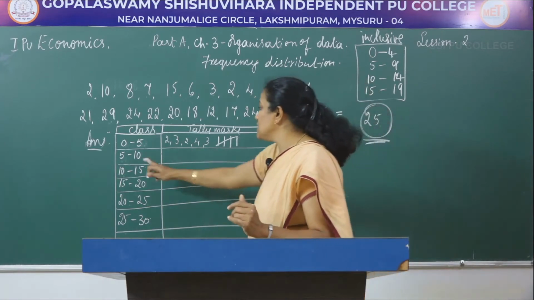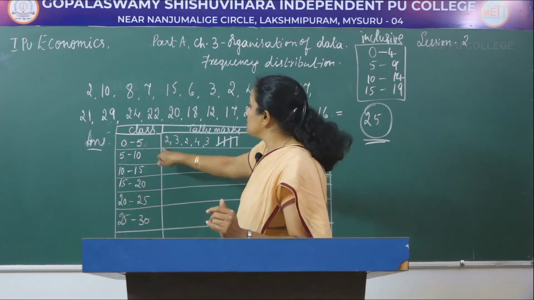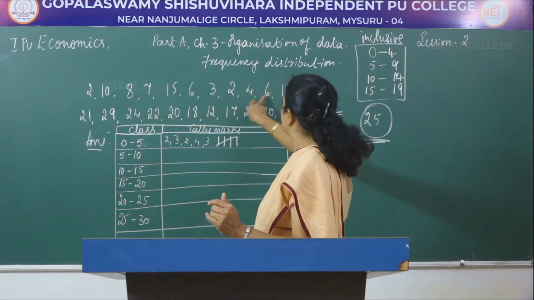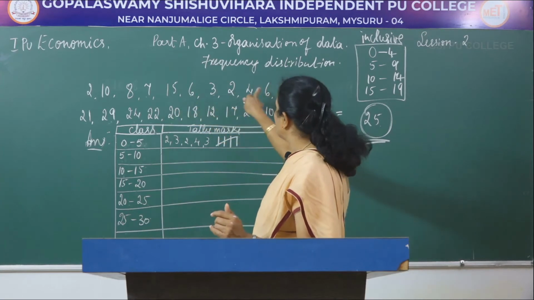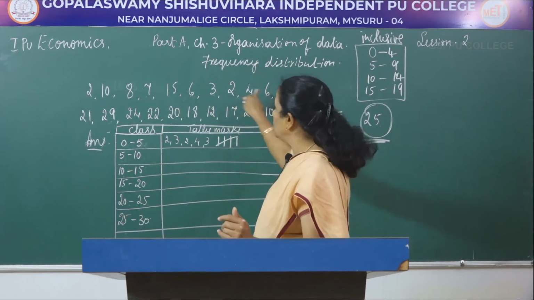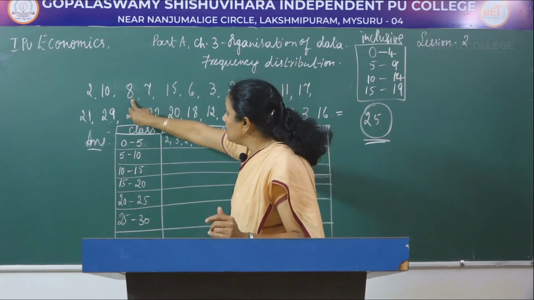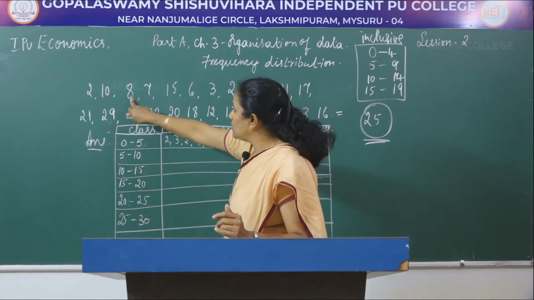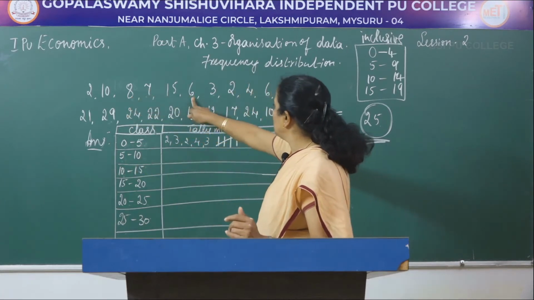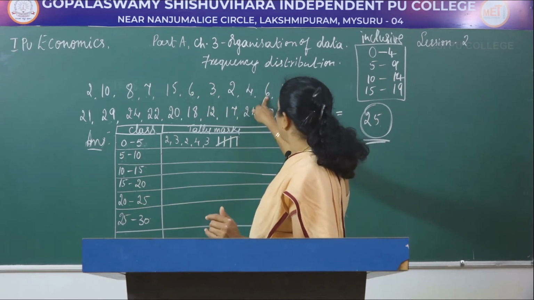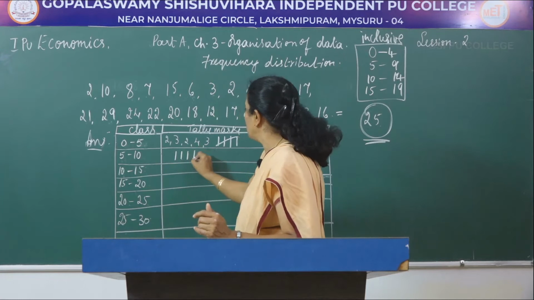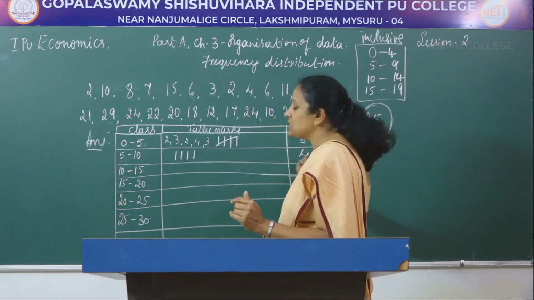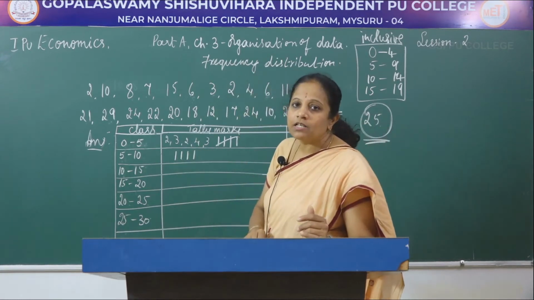The next one is 5 to 10. Let us see whether 5 is here, 5 is not there. Then 6 is here, then again 6, 2, 7, 8 is there, 5 to 10, no, 8. So, 1, 2, 3, 4 and no other numbers. So, the value of the frequency is just 4.